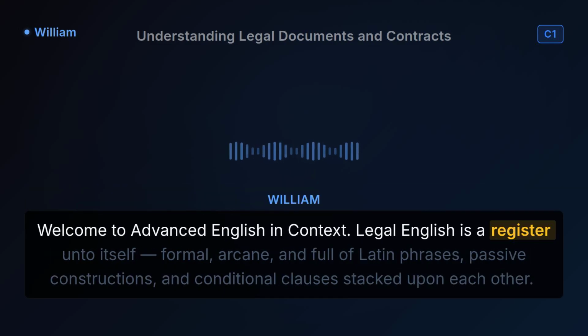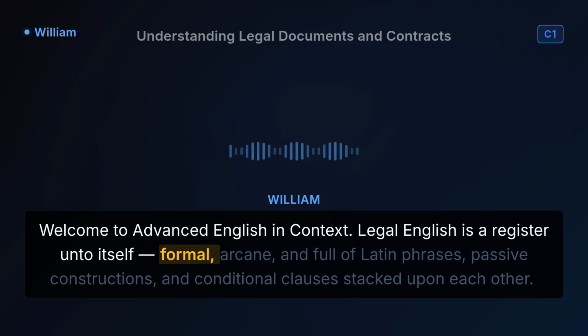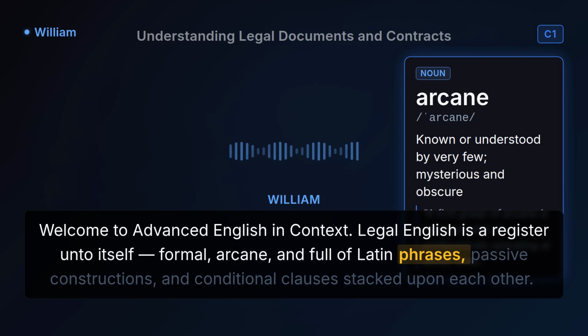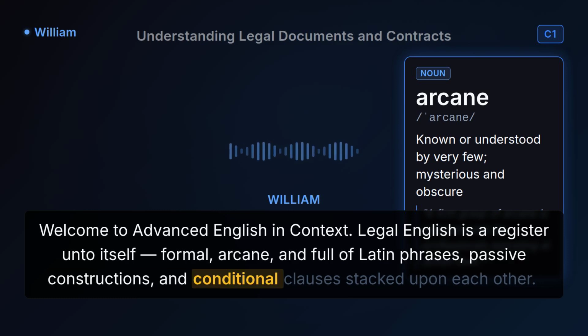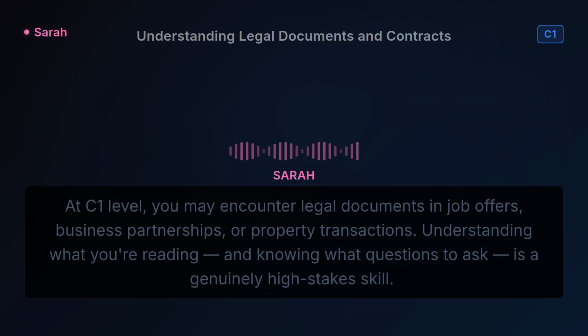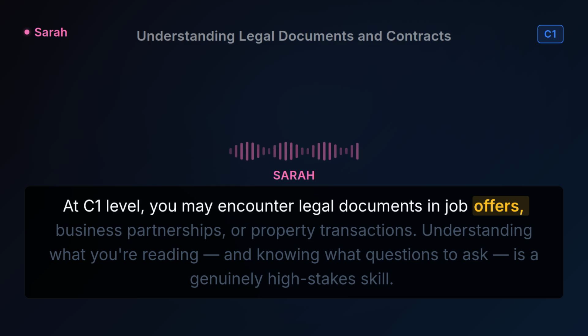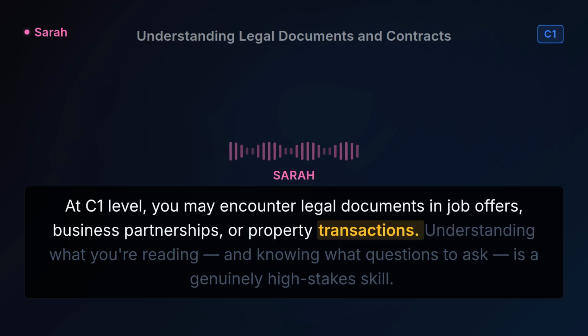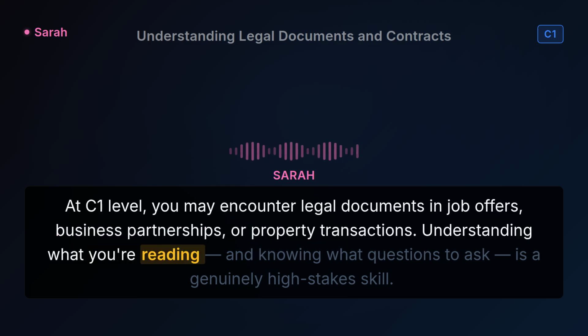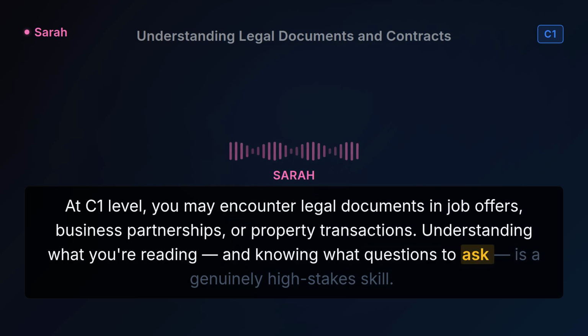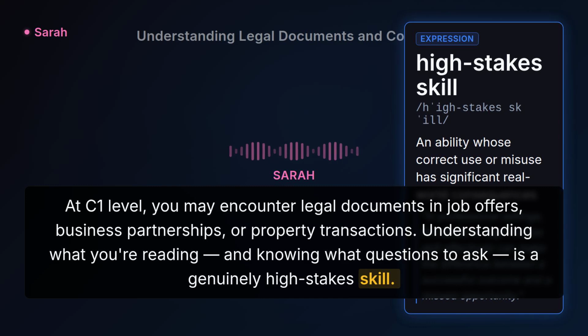Legal English is a register unto itself: formal, arcane, and full of Latin phrases, passive constructions, and conditional clauses stacked upon each other. At C1 level, you may encounter legal documents in job offers, business partnerships, or property transactions. Understanding what you're reading and knowing what questions to ask is a genuinely high-stakes skill.